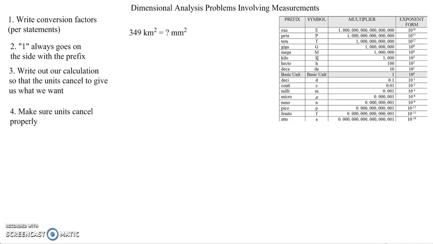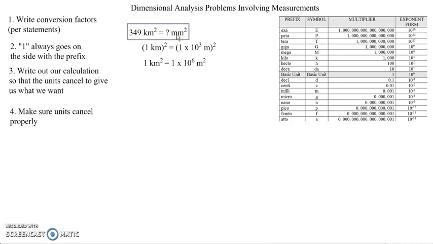Looking at my chart, K is 10 to the 3rd. Notice again the 1 goes on the side with the prefix. This is good, but it's not what I want. You'll notice this is for kilometers, and I want kilometers squared, so I need to square both sides. When we square an exponent, it's the same thing as multiplying that exponent by 2, so our new per statement becomes 1 kilometer squared equals 1 times 10 to the 6th meters squared.